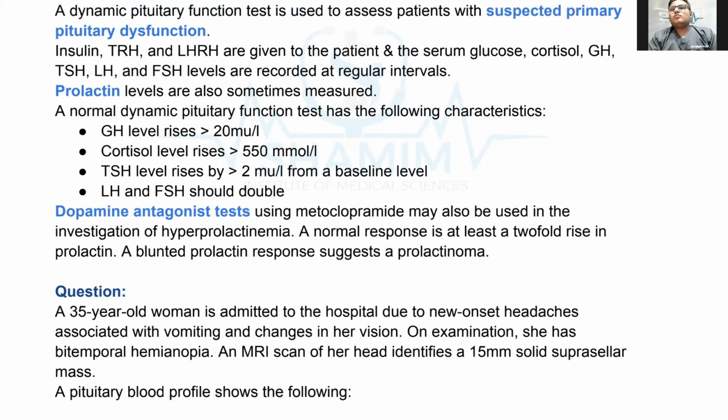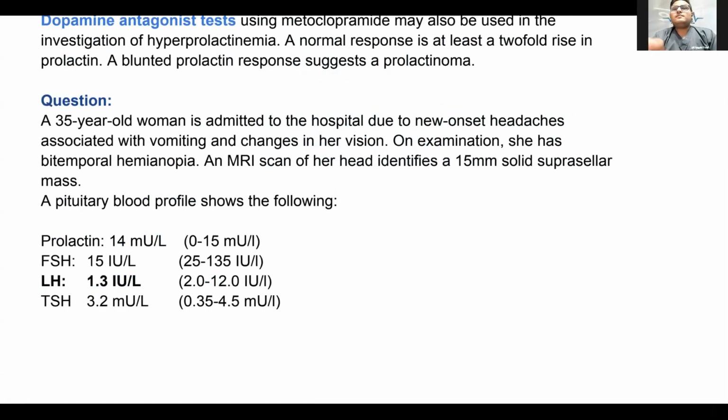Okay, so we're going to the next question here. A 35-year-old woman was admitted to the hospital due to new onset headache associated with vomiting and changes in her vision. On examination, she has a bitemporal hemianopia. An MRI scan of the head identifies a 15 millimeter solid suprasellar mass.